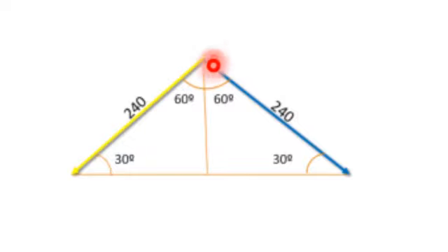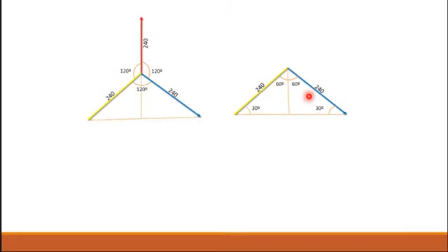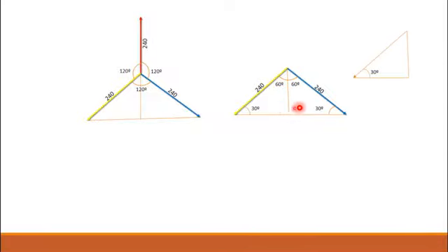Now, since it is a perpendicular and this angle is 90 degree, this angle is 60 degree, so this angle has to be 30 degree to satisfy the laws of triangle. As because according to the laws of triangle, the sum of these three angles should be 180 degree. So this is one triangle and this is our second triangle. So let's redraw only this triangle to a separate place.